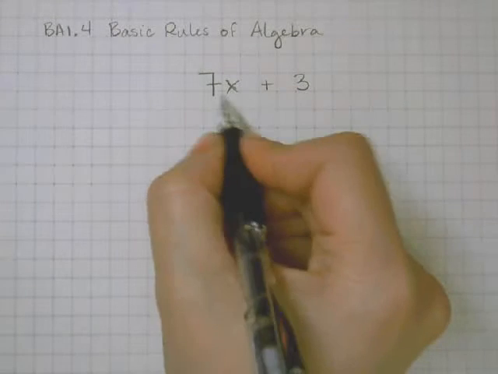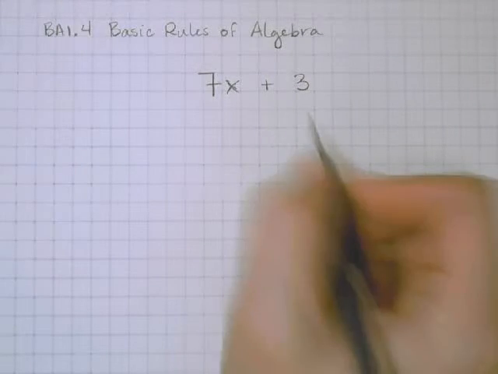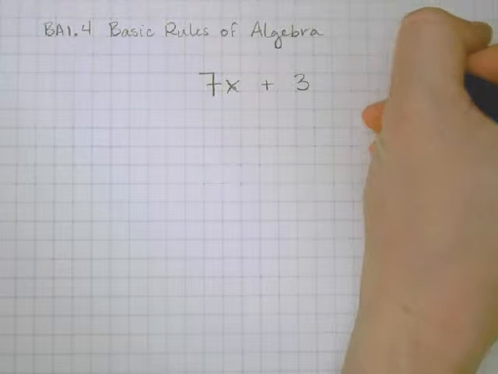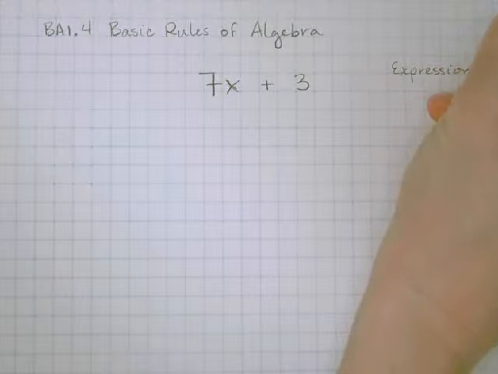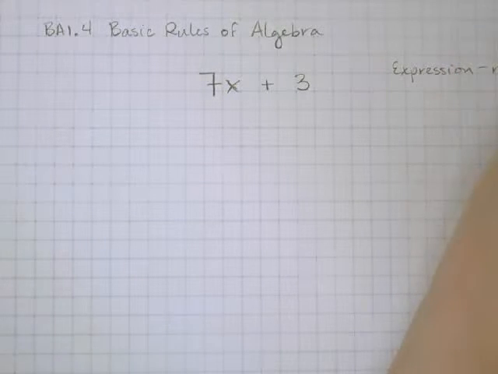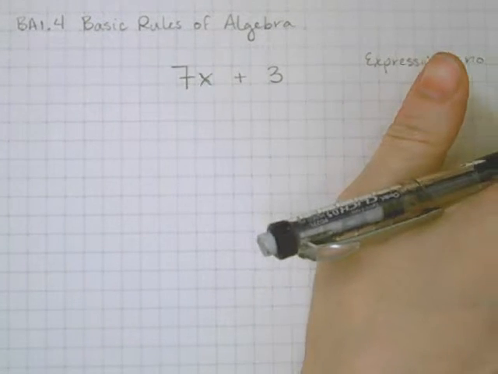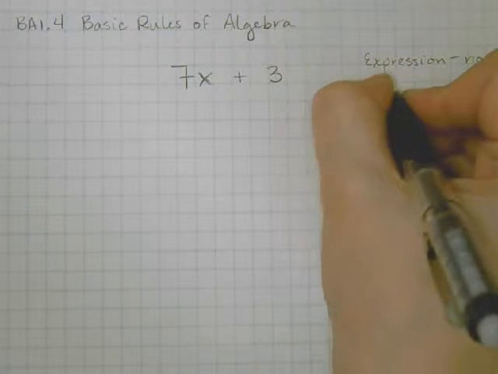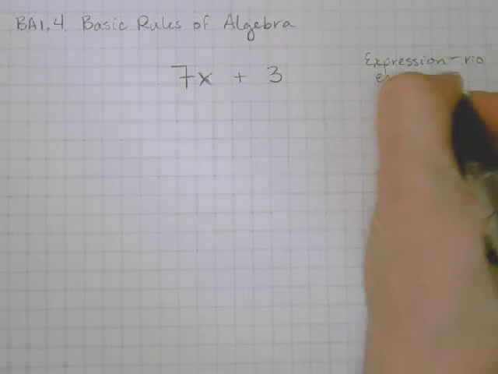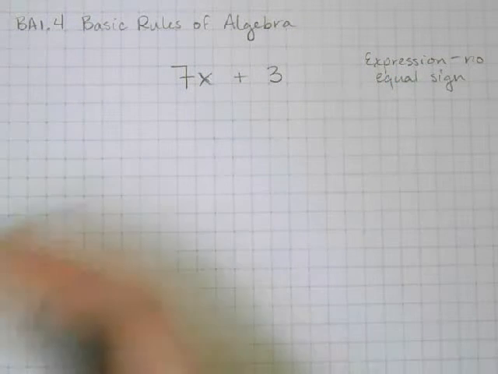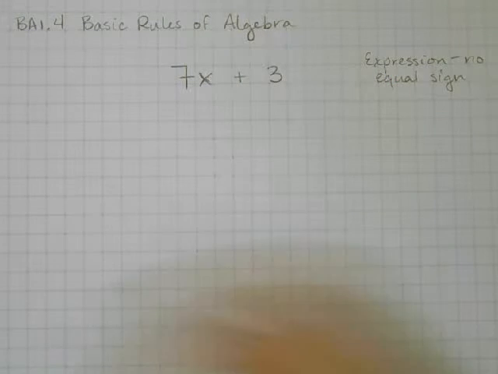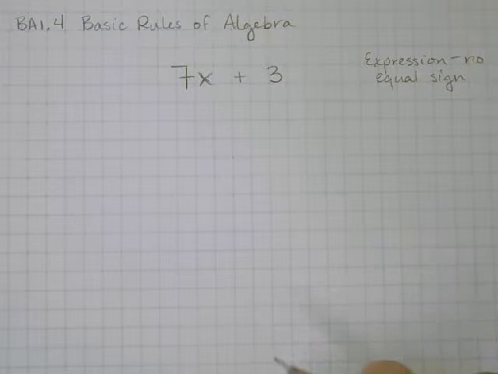First of all, 7x plus 3 is an expression. And we know that because there is no equal sign. An equation would have an equal sign and something following that. So we'll get to that in just a few minutes.